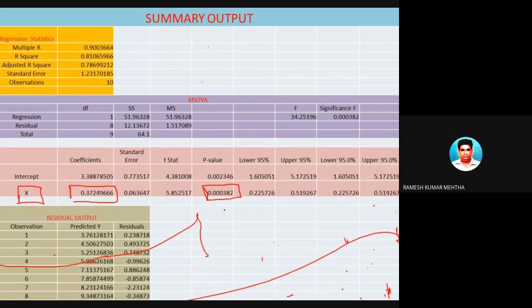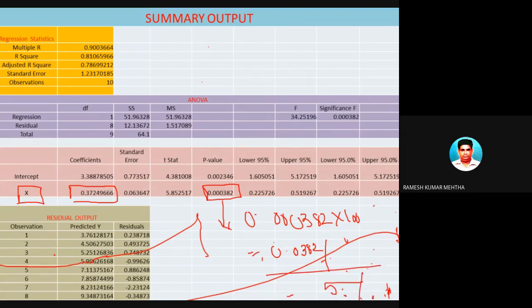Okay. Now here when I calculate, I told you to multiply this with 100. 0.000382 into 100, you will get percentage, which is 0.0382 percentage. Means what? This is within 5 percentage. If I subtract 0.0382 from 100, you will get 99.618.